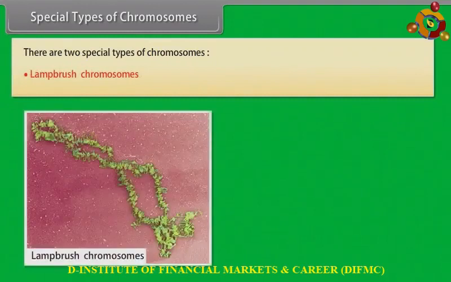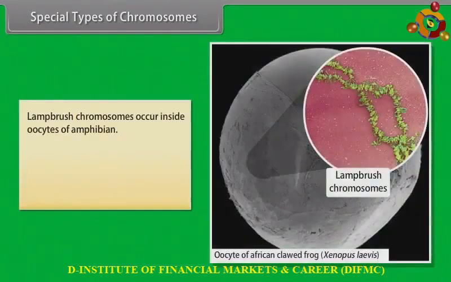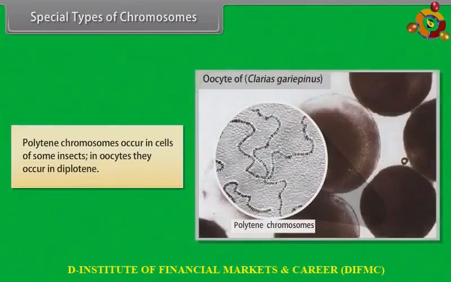Special types of chromosomes. There are 2 special types of chromosomes: lampbrush chromosomes and polytene chromosomes. Lampbrush chromosomes occur inside oocytes of amphibians. Loops of lampbrush chromosomes possess DNA, RNA, and proteins. Lampbrush chromosomes are observed in meiotic prophase. Polytene chromosomes occur in cells of some insects.